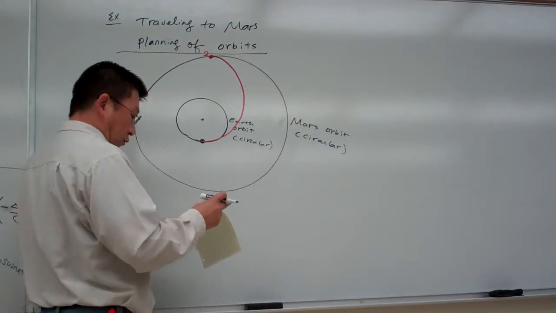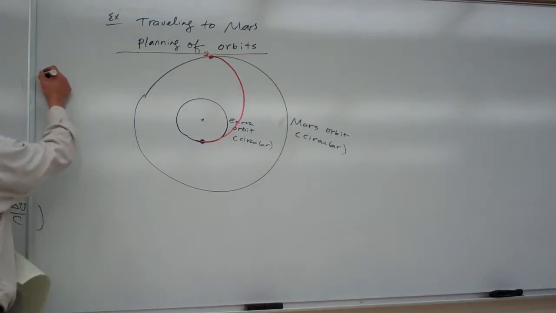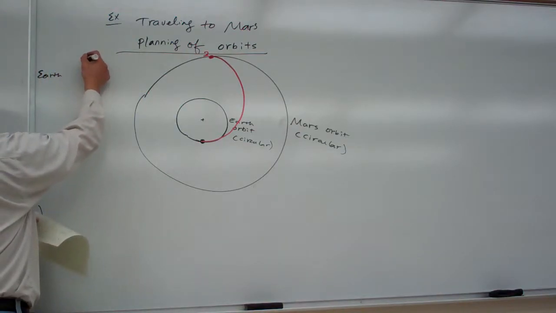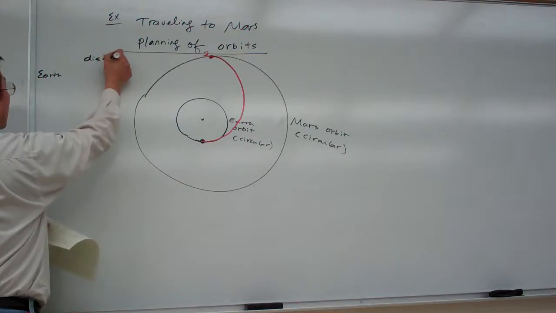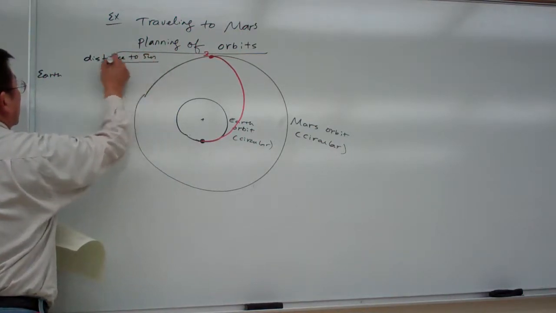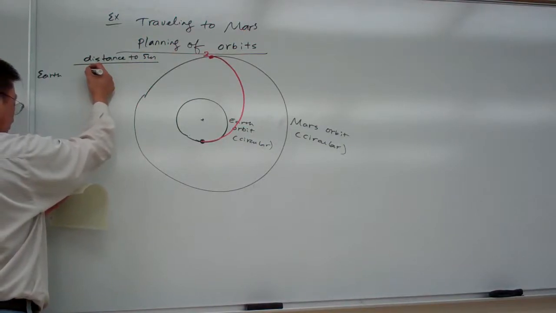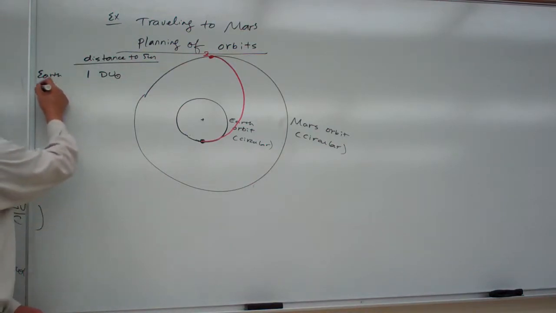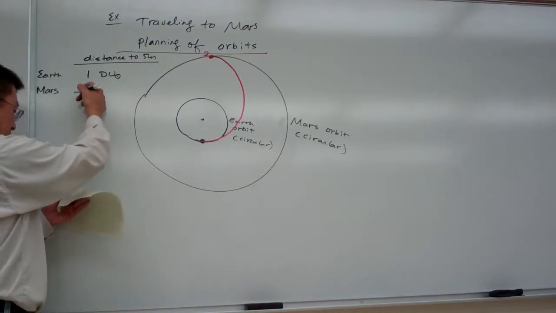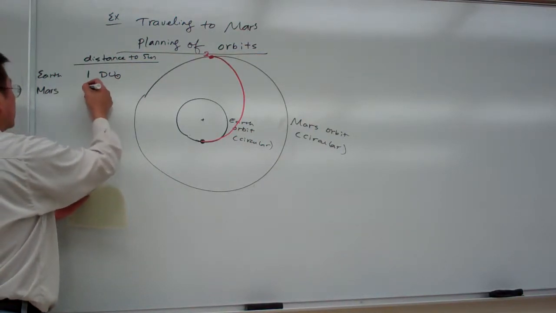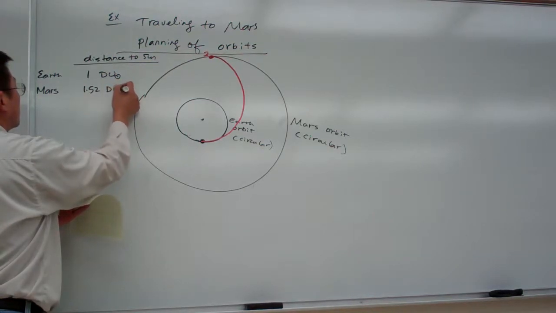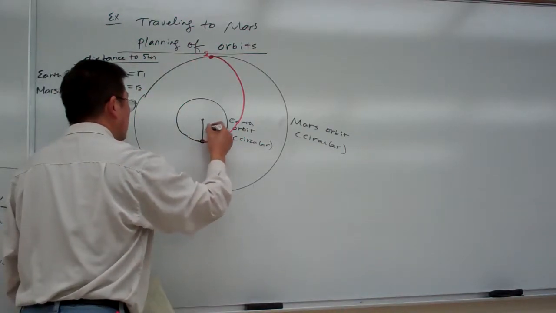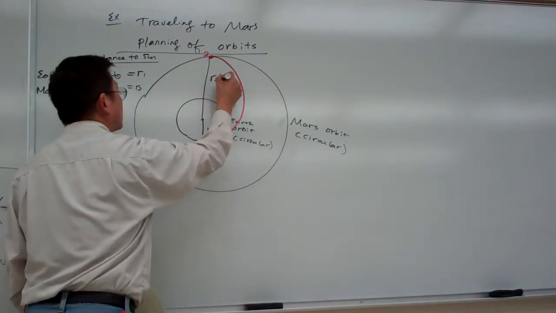And for this one we can have information. So the Earth has the distance to the Sun, and that one we call 1 DU. And for Mars, the average distance is 1.52 DU. So basically, let me say this is R1, this is R2. Okay, so that is R1, and this is R2. Okay?